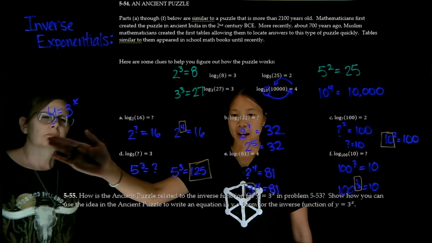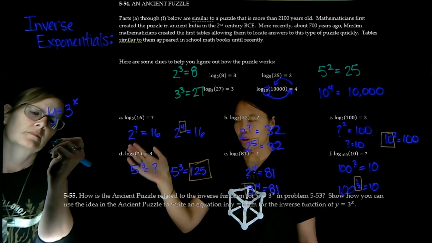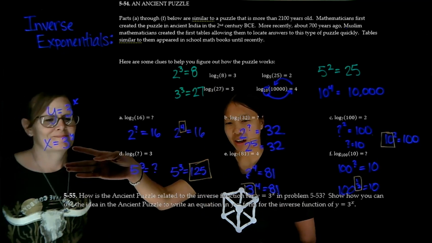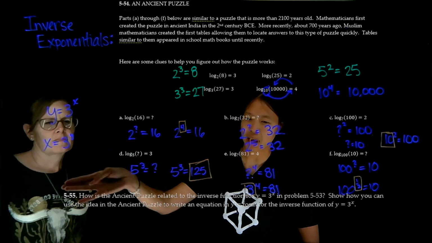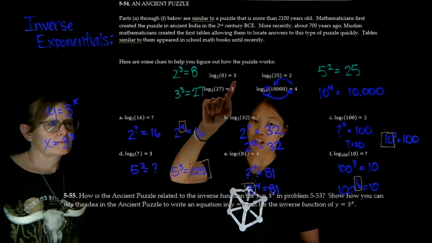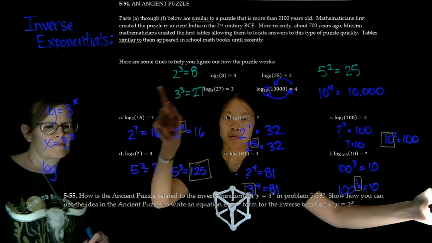So if we have our y equals 3 to the x, remember we can always swap our x and our y for our inverse. So if we swap our x and our y, now we have x equals 3 to the y. And before we didn't know how to write this in y equals form because we didn't have a method of getting a variable out of the exponent. But with this ancient puzzle, now we do. Now we can get our y out of our exponent with the logarithm.